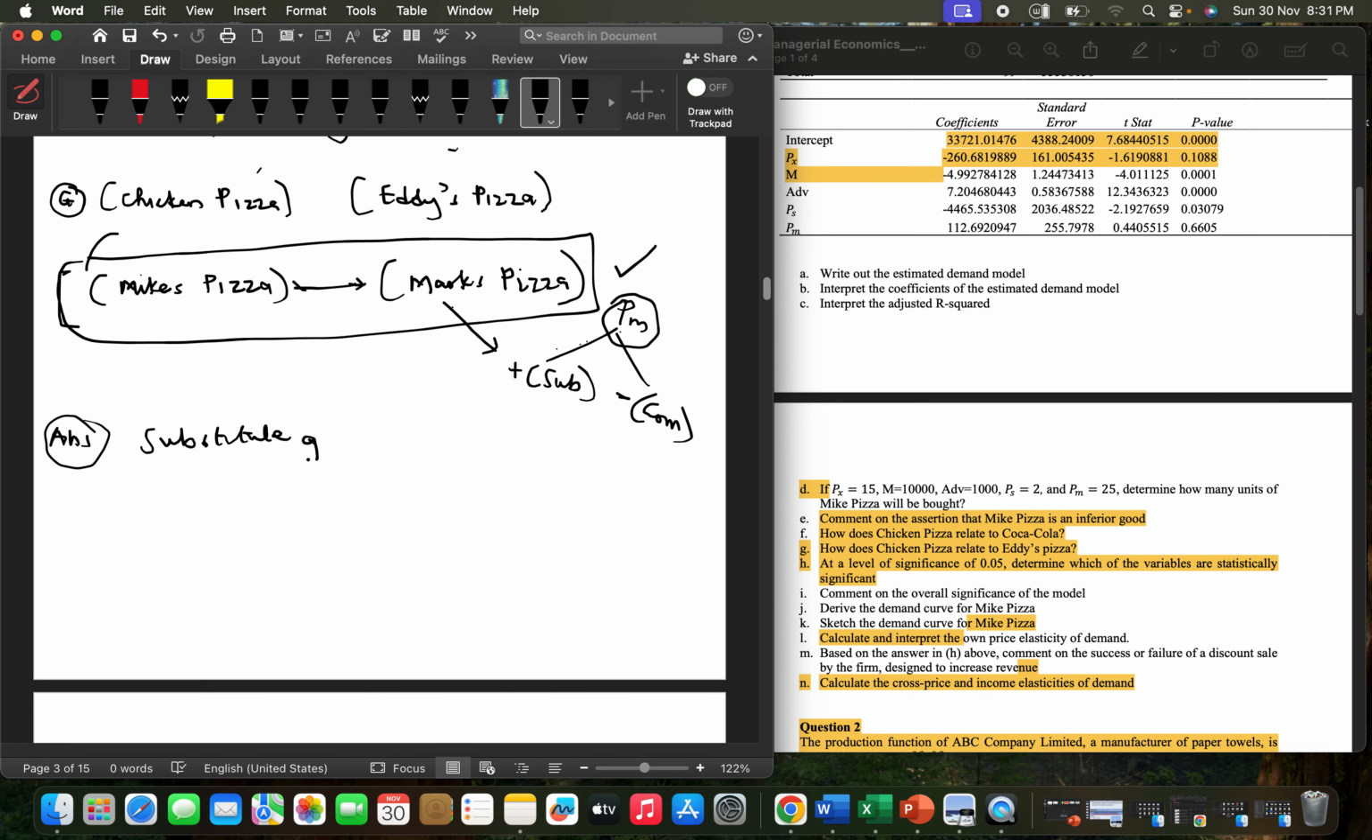Because the coefficient of Max Pizza is what? Positive. That's why we picked it to be what? A substitute good. That was the gym part of the question.